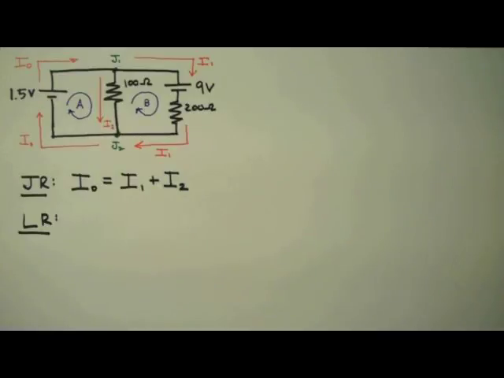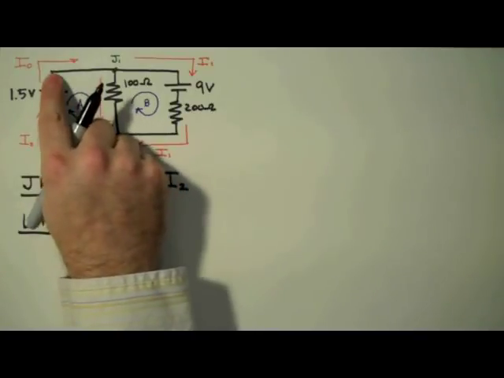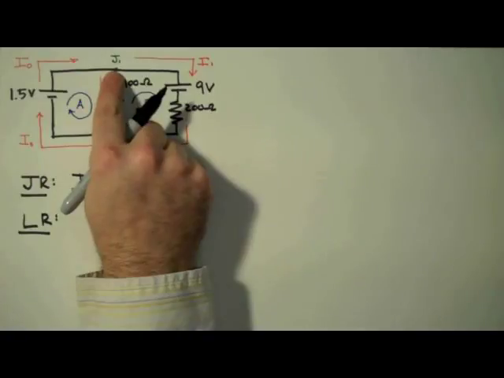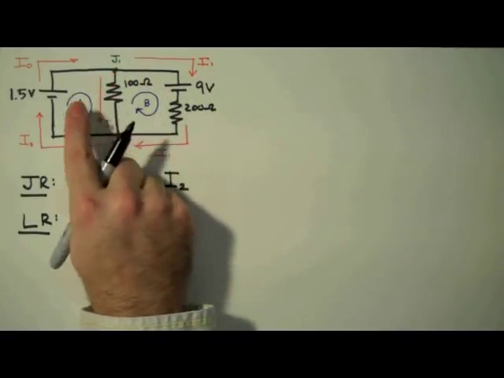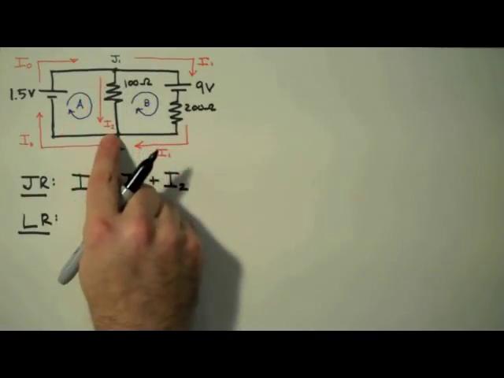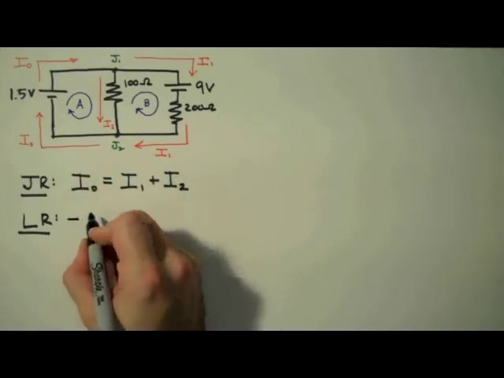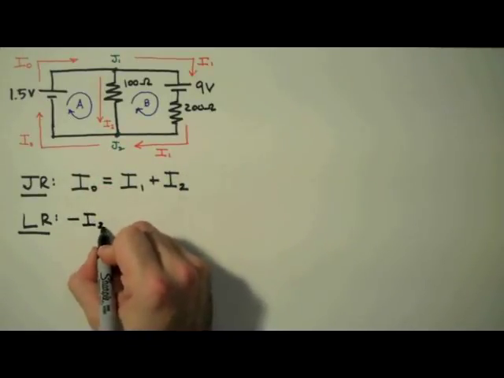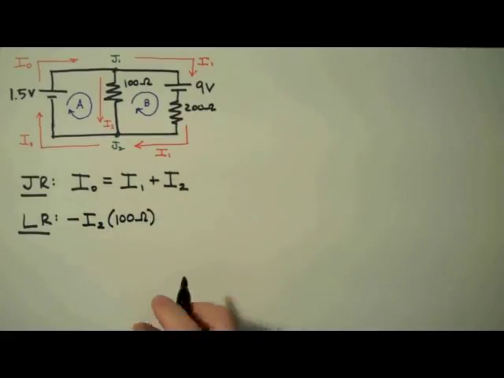Now we apply the loop rule to loop A, which states that the sum of the voltages around a closed loop is equal to 0. Starting in the upper left-hand corner, we're going to move clockwise around loop A. And the first component we get to is the 100 ohm resistor. Now here we're traveling clockwise, so we're coming down this leg, moving with the direction of the current. This means we're going to have a voltage drop across the resistor, negative IR. So I'm going to write negative I2 times 100 ohms, to indicate the voltage drop.